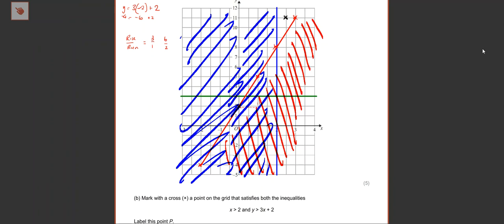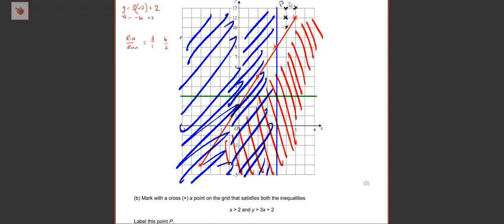So like a point there. Maybe choose that one right there. So there's a point here, there's a point here, there's a point here. So what if you got the first one? Any of those, because it's worth 2. And then one's got to be labelled point P.